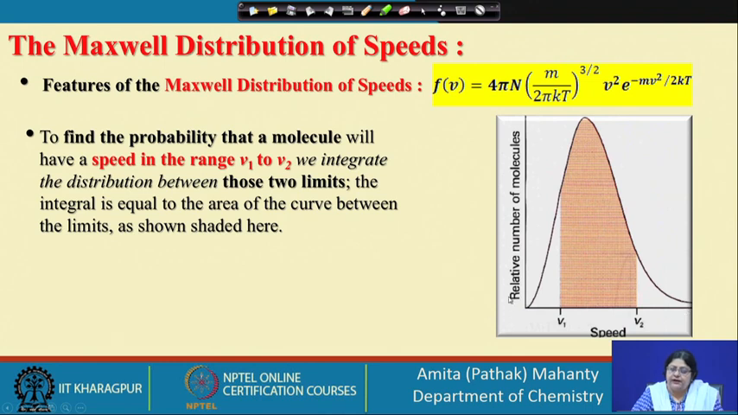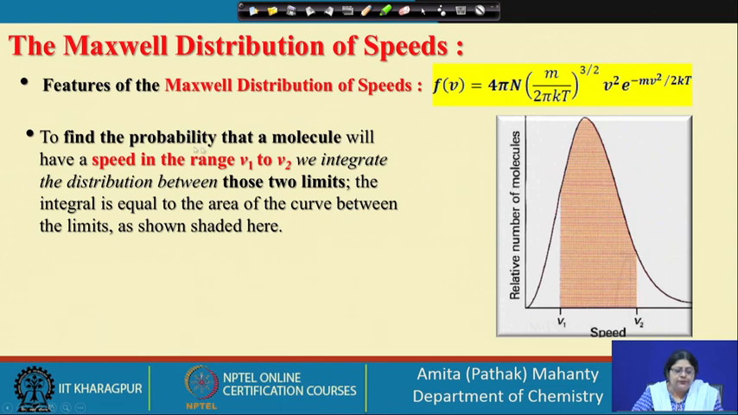Here you see it is written relative number of molecules. The relative number also means the fraction of numbers. Relative means I am taking a ratio of numbers, or I am taking the probability function with respect to the total number of molecules. So it is a division, a fraction basically, which we are representing, the relative number of molecules which I am going to evaluate.